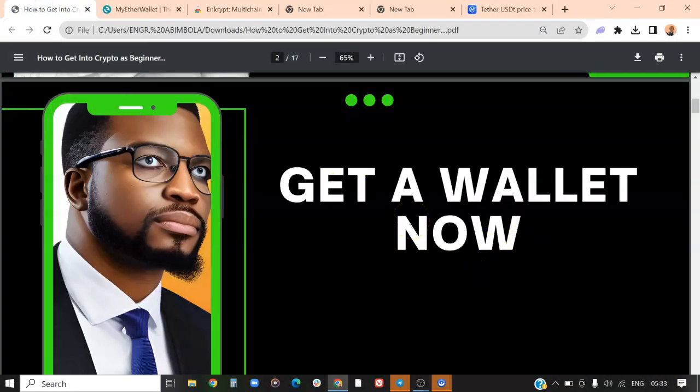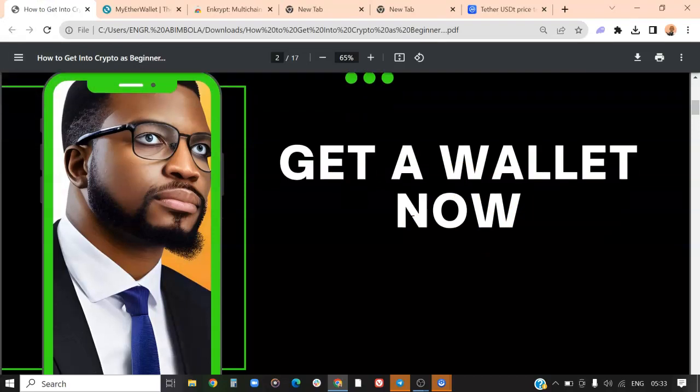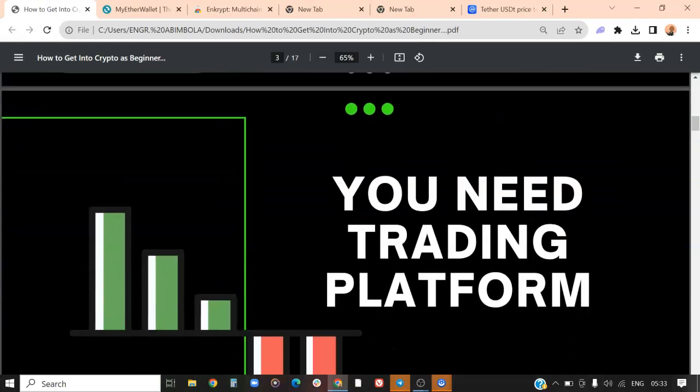I said you get a wallet. The next one is that you need a trading platform, because whether you are an investor or a trader, or you are helping your grandmother to buy, it doesn't really matter. You still need a platform to buy and possibly sell.